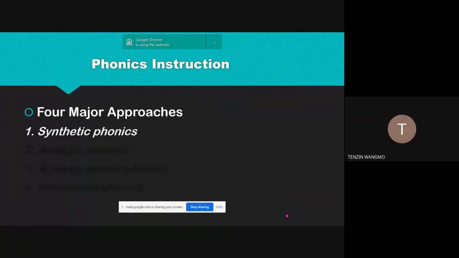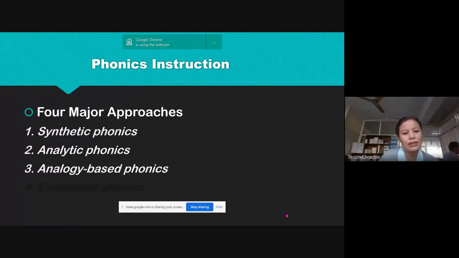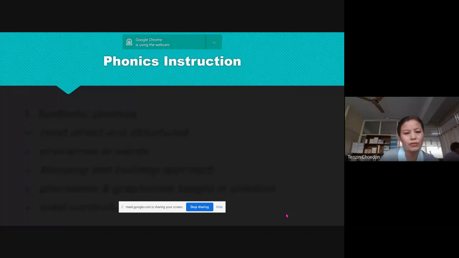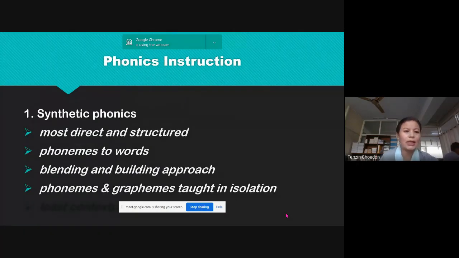The four major approaches: synthetic phonics, analytic, analogy-based, embedded. So we'll quickly go through this because I think we have already discussed it.